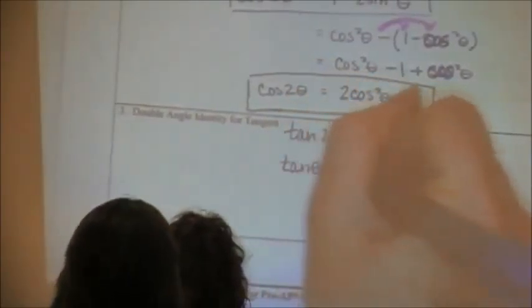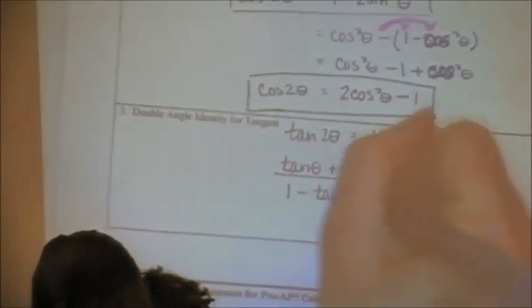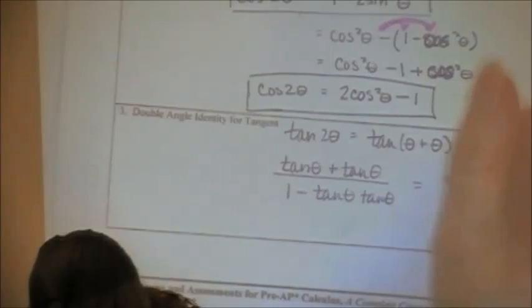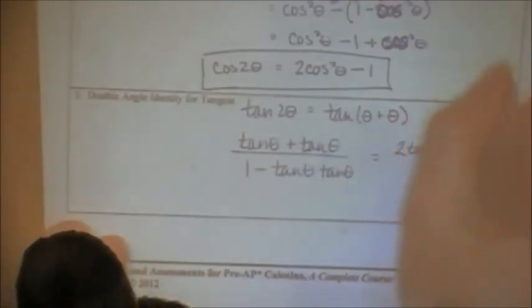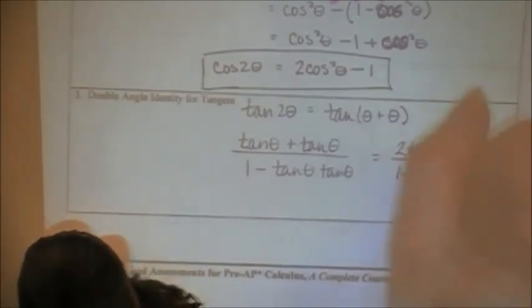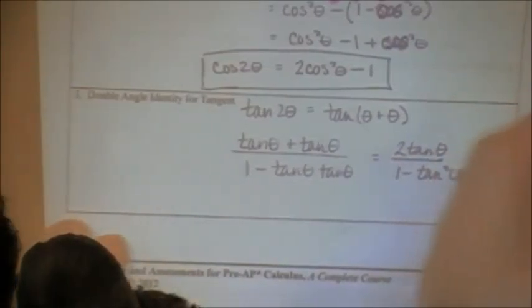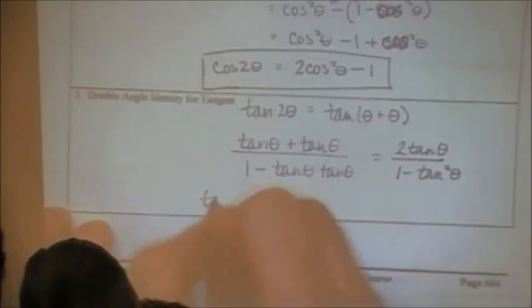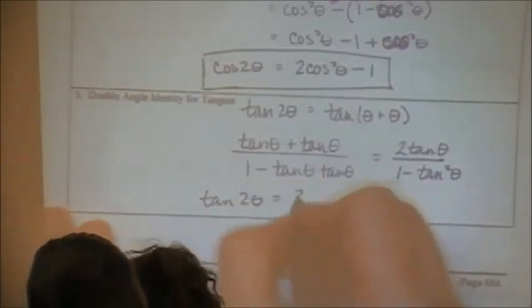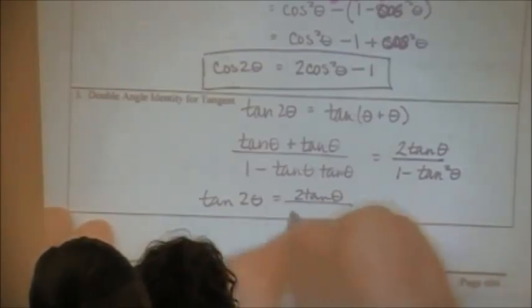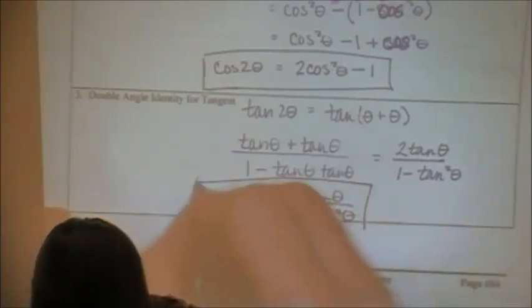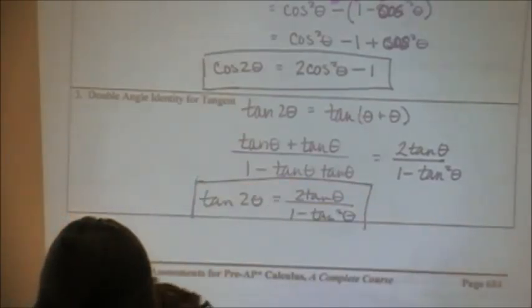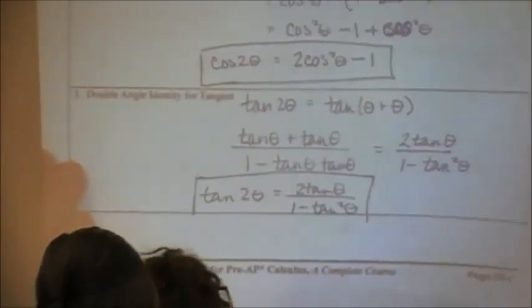So tangent theta plus tangent theta, over 1 minus tangent theta, tangent theta. So on top I get to add those together. There are 2 of them. So it's 2 tangent theta over 1 minus tangent squared theta. So that's your tangent identity. Okay, so now we will use them.